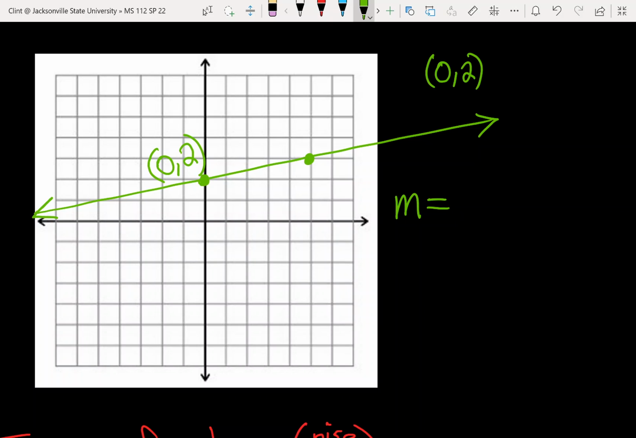Okay. And then for the other point I've got drawn in here, we went 1, 2, 3, 4, 5 to the right, so our x coordinate is 5. And then we went up 1, 2, 3, so the y coordinate's 3. Okay. And then here's our formula again.